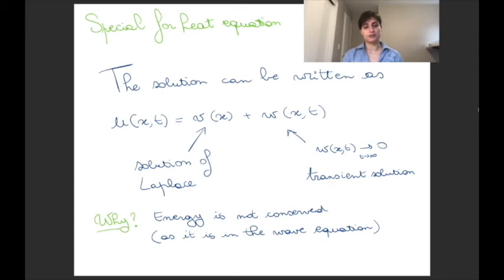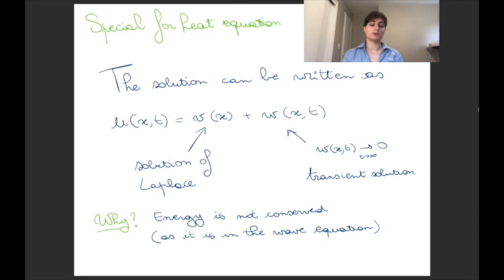Why can you do this? Well, the intuition about how this works is that the heat equation is not conserving energy. So either you're gaining energy through the boundary conditions or you're losing energy through the boundary conditions. Either way, energy is not constant. So the part indicated by the transient solution is the part through which energy is dispersed or gained.